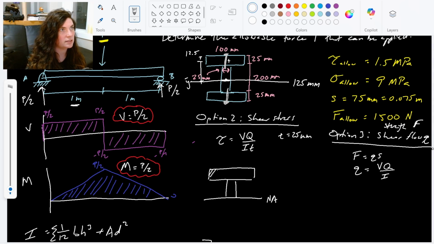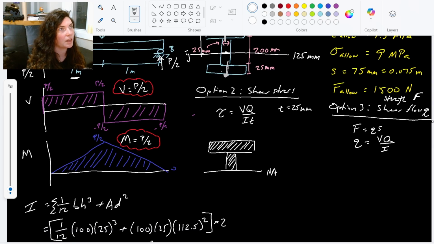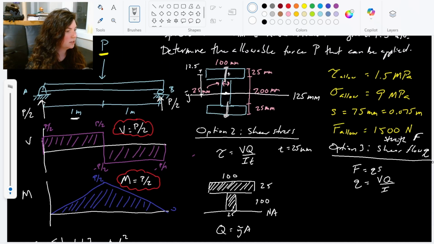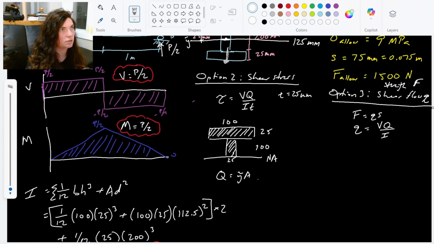Here's our neutral axis. Here's our area of interest. Q is y tilde A. And here, this has a height of 100. This has a height of 25. This is, again, 100. And I think the thickness here is 25. So that's our Q.